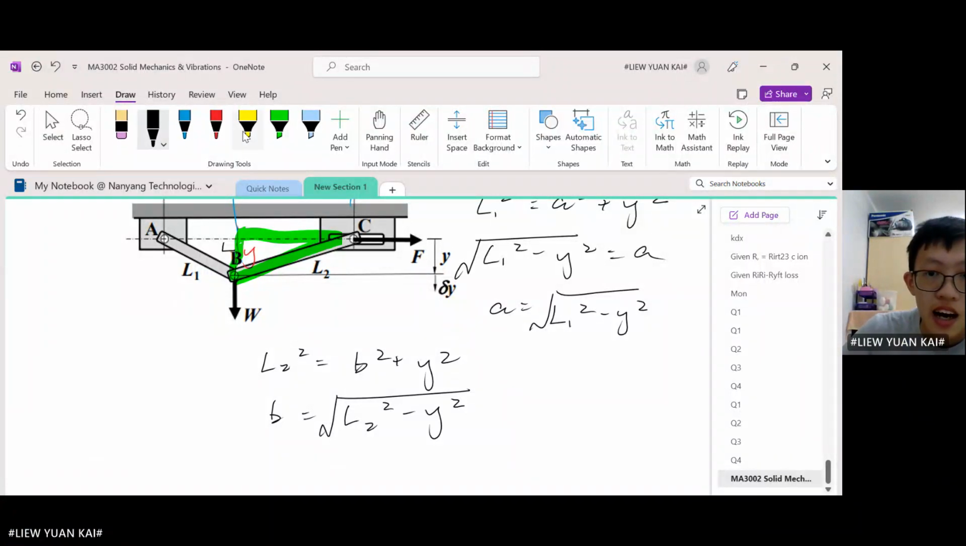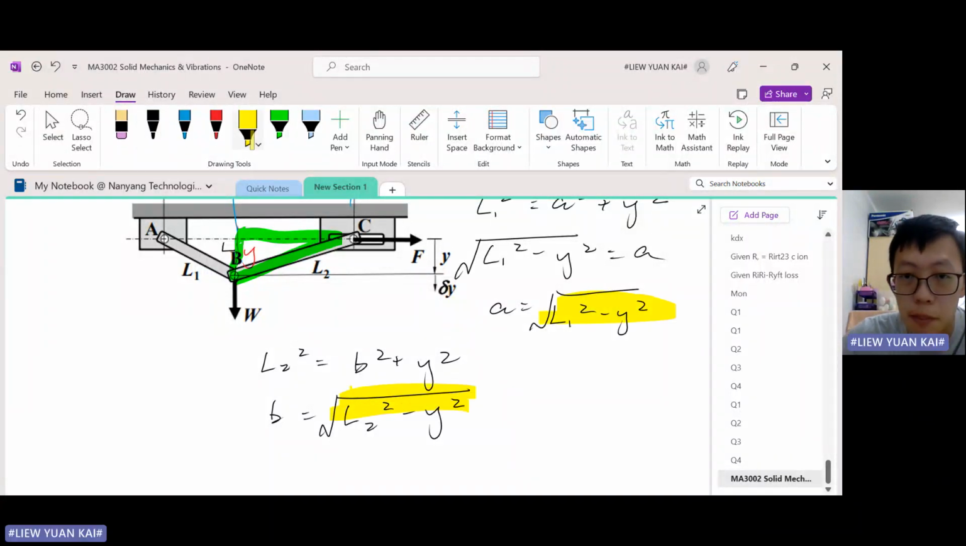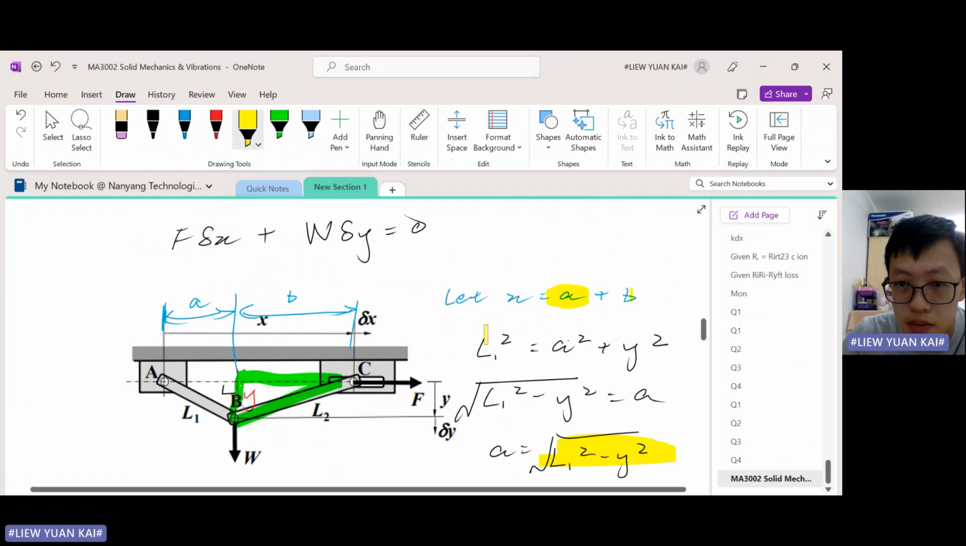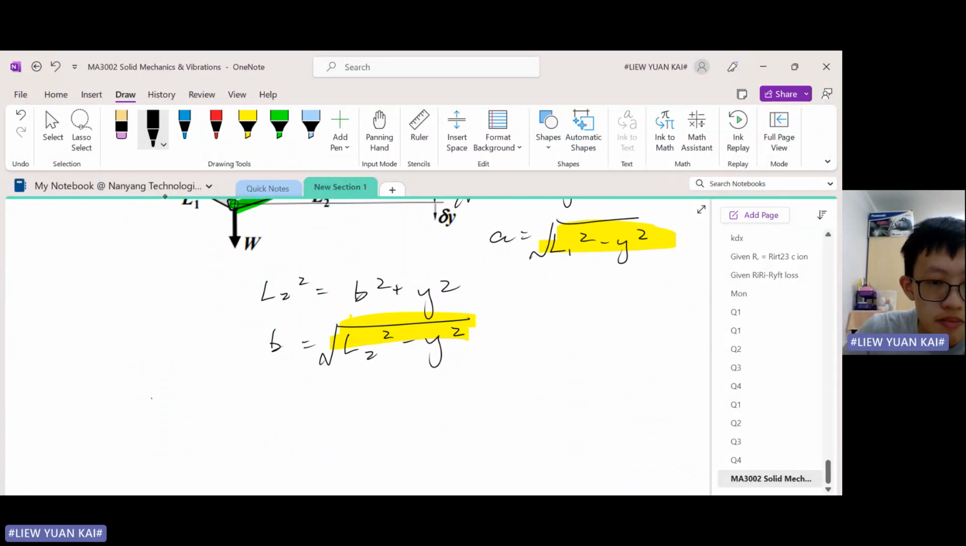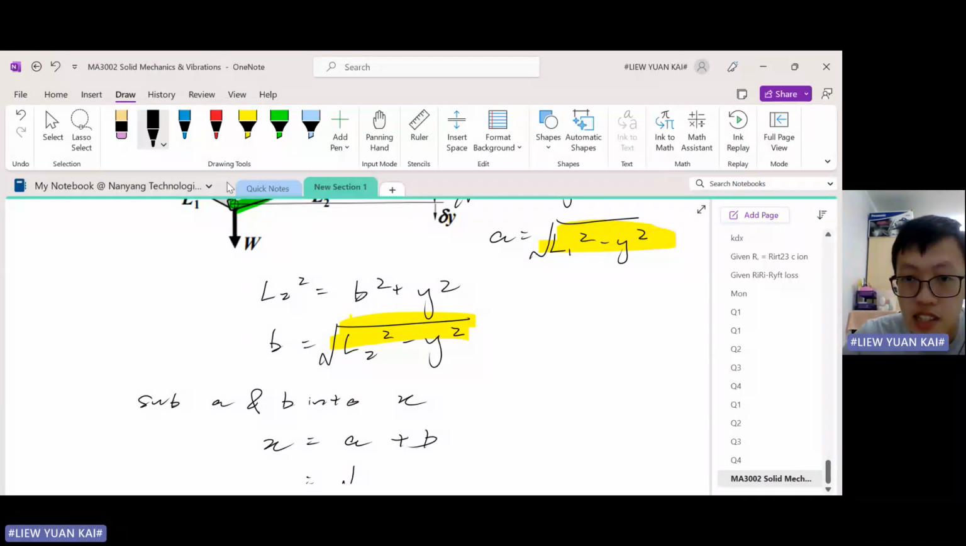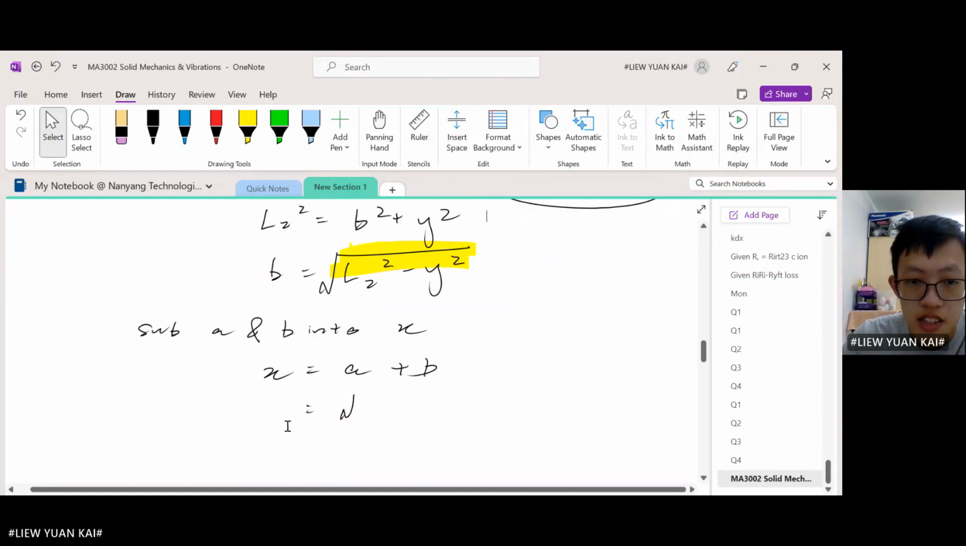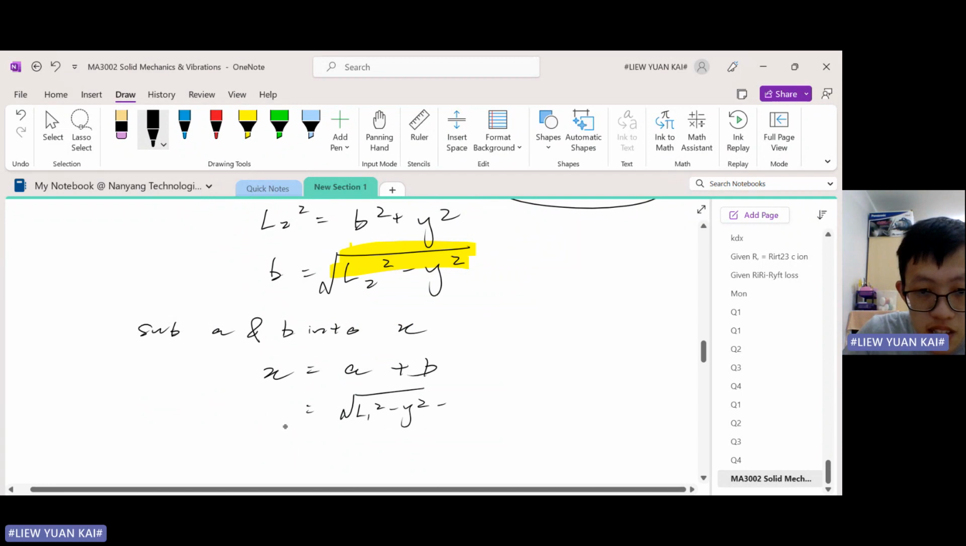Now, I found A, I found B, I'm going to put them into my expression here. See, A plus B will give me X. So I shall sub A and B into X. So remember, we let X equal to A plus B, and then A, we found out it is this expression here. So it is square root of L1 squared minus Y squared plus, and then B is this expression here, square root of L2 squared minus Y squared.